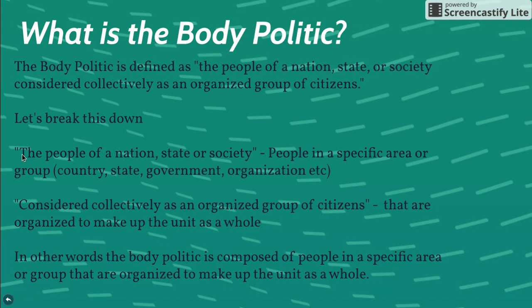Okay, so taking the first part of that definition, the people of a nation, state, or society. Another way that we could word that is that it's people in a specific area or group, maybe a country, a state, or a government, or some kind of organization. And then the second part of the definition, we have that these people are considered collectively as an organized group of citizens. Another way we can say this is that the people are organized to make up a unit as a whole, the unit being, in this case, the country, the state, or government that we talked about up here.